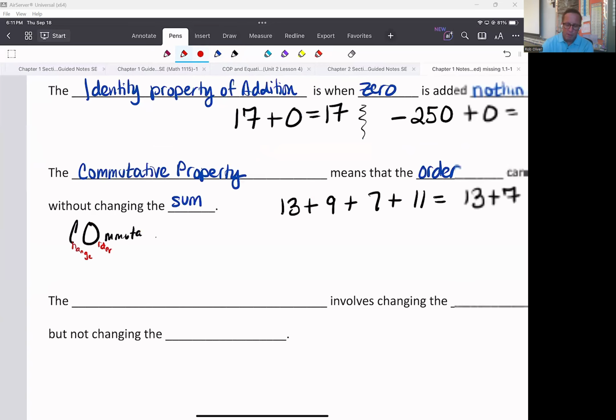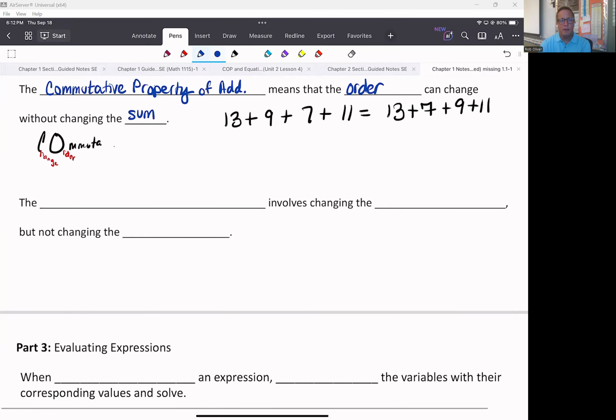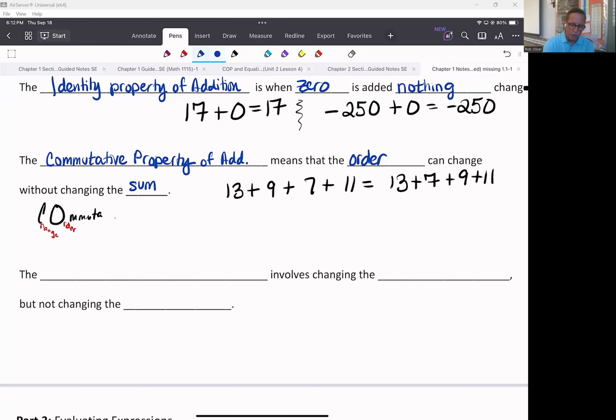All right, and by the way, this is the commutative property. We're talking about a lot of properties of addition here, so I'm going to abbreviate that. But that's the commutative property of addition. A little bit of a mouthful there. And this last property that I'm going to show you is called the associative property of addition.